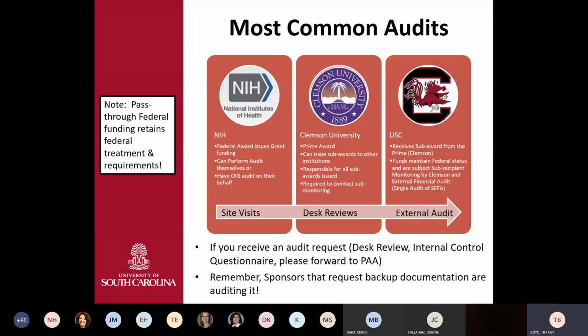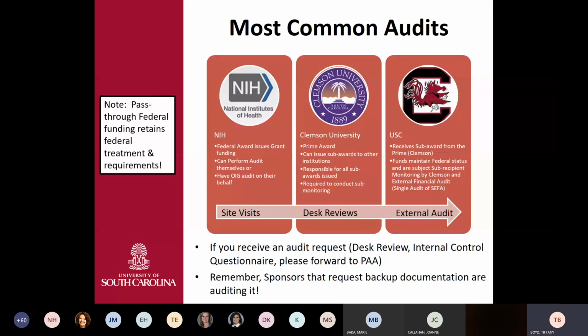NIH can audit Clemson, and then Clemson and USC, both of us will go through an external audit. We can both, and then NIH can come in and audit Clemson. So again, it's not a matter of if we're going to be audited, it's just who and when. It truly is. And remember, if sponsors are requesting backup documentation, it's because they're looking at it and they're auditing it. So NIH can audit themselves, or they can have OIG audit on their behalf.